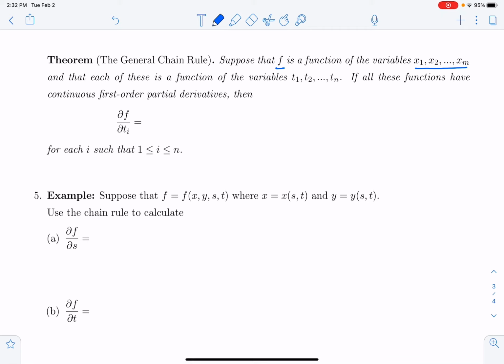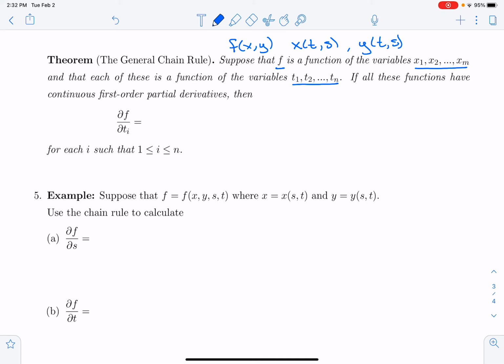Okay, so before I would have, say, f of x, y, and then x was a function of t and y was a function of t. But now I can imagine that x is not just a function of t. It's going to be a function of, say, t and s, and then y is going to be a function of t and s. So we're going to allow our variables x and y to be functions of possibly more than one variable. Okay, so if all of these functions have continuous first order partial derivatives, then what is df dt sub i?